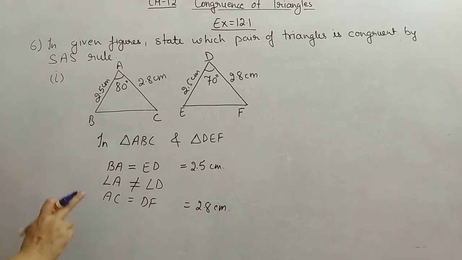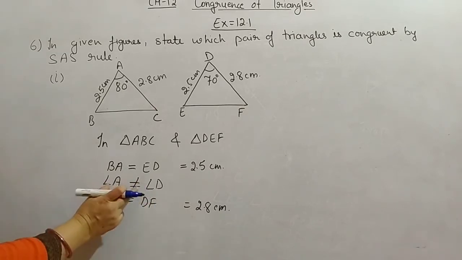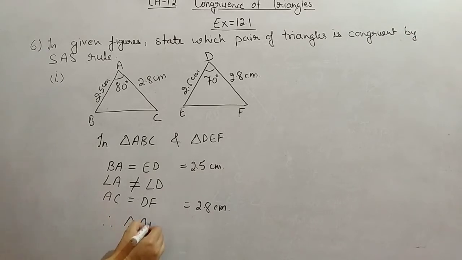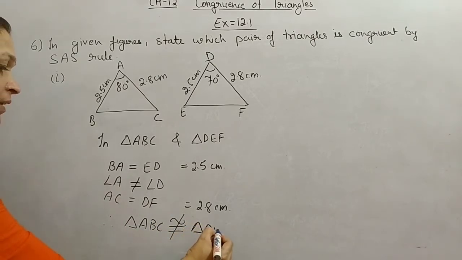If any one is not equal, then these two triangles are not congruent, because this angle and this angle are not equal. Included angle between these two sides are not equal. Then we will write, therefore triangle ABC is not congruent. Not congruent means put this symbol and scratch it. Not equal to DEF.